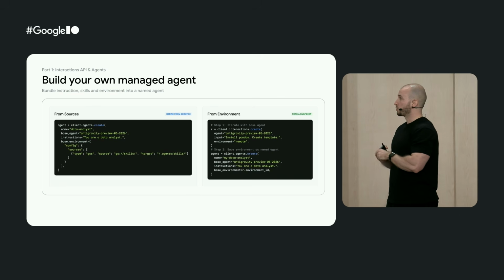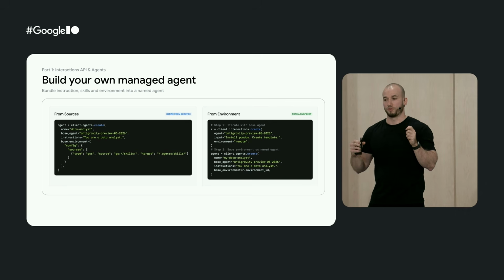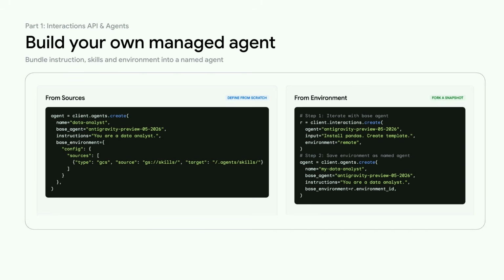So what it takes to create your own agent, you can use the anti-gravity agent, or you can create your own small little agents, which you can then invoke via the IDE. And all it takes is an agent.create call. You can give it a name. So in this case, it's a data analyst. You define your base agent, the anti-gravity preview in this case. You can provide system instruction. Then you can scaffold the environment with like, hey, I want to provide my skills from my GCS bucket. And after you create it, you can directly use that data analyst ID to interact with it.